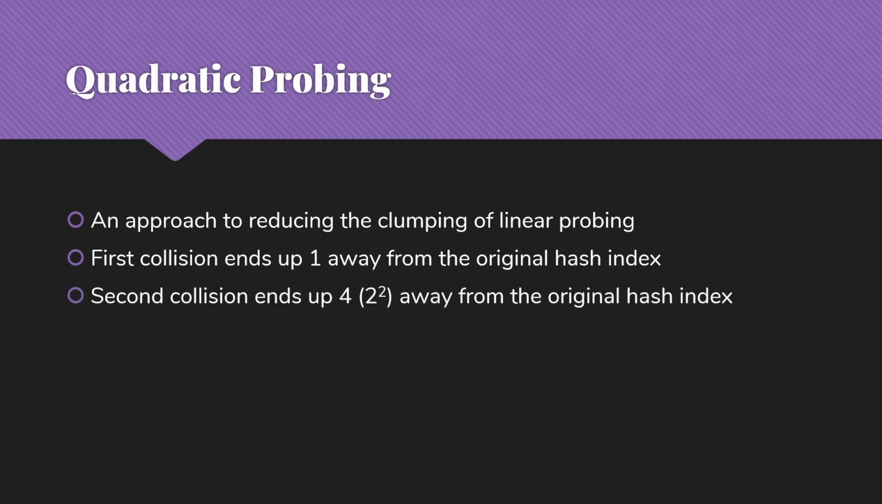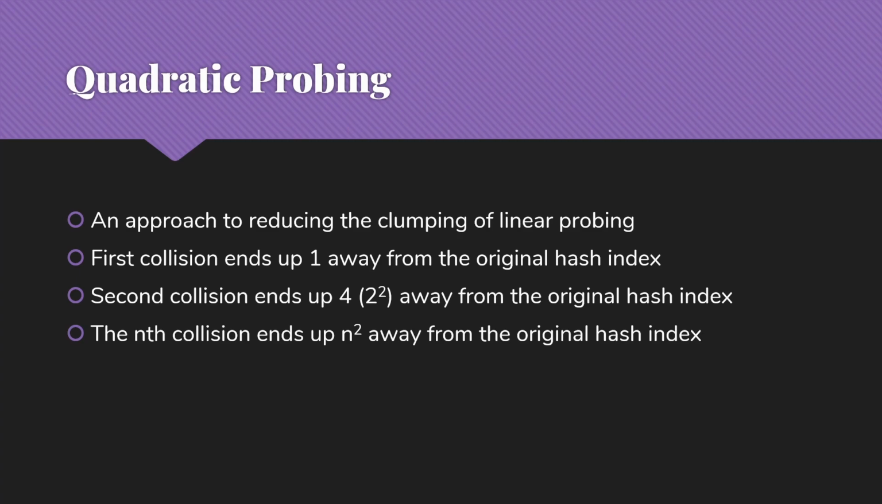So the second one would end up 4 away from the original hash index. The nth collision then is going to be n squared, so we would go to 9 away and then 16 away, 25 away, and so forth. The idea is that it's creating more of a gap between the items that are all going to the same place, so they're not all interfering with the same other indices.